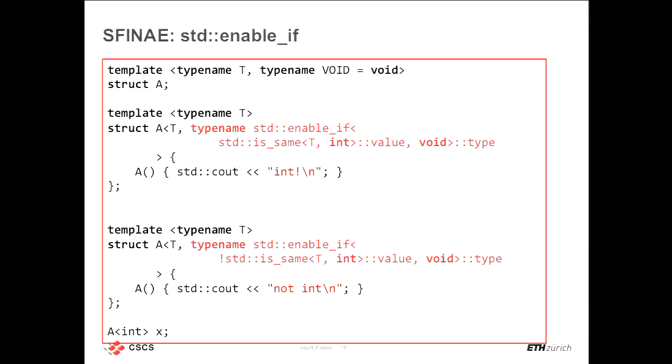A of int equal x. Go to the primary template. You say, okay, type name T. T is an integer, and the second argument is void, because I didn't specify the second argument here.